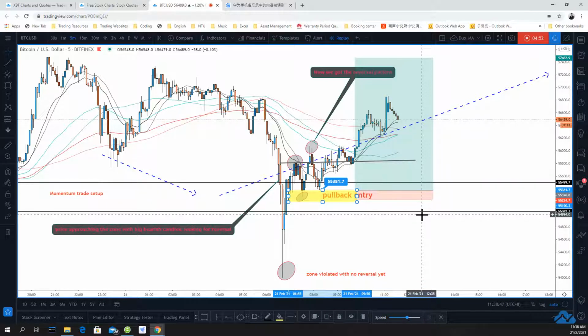The one problem or issue with this is you have to be there in front of the screen. You have to see the price react to your zone. And all right, that means you have to get up early, things like that.